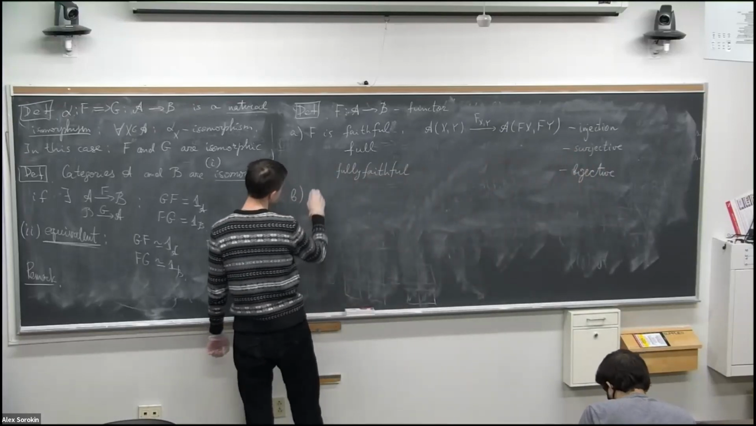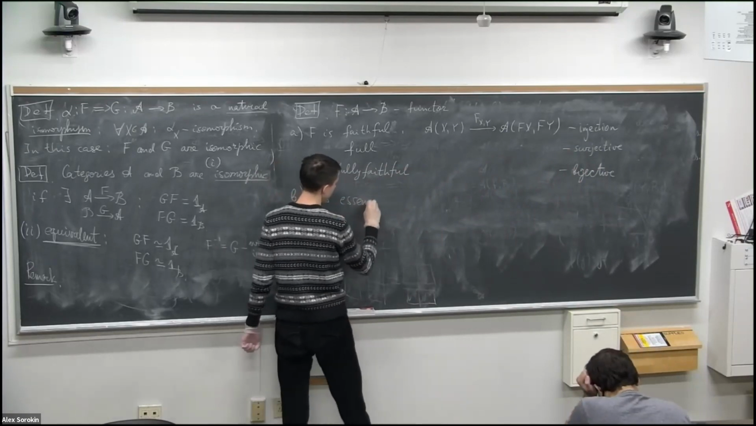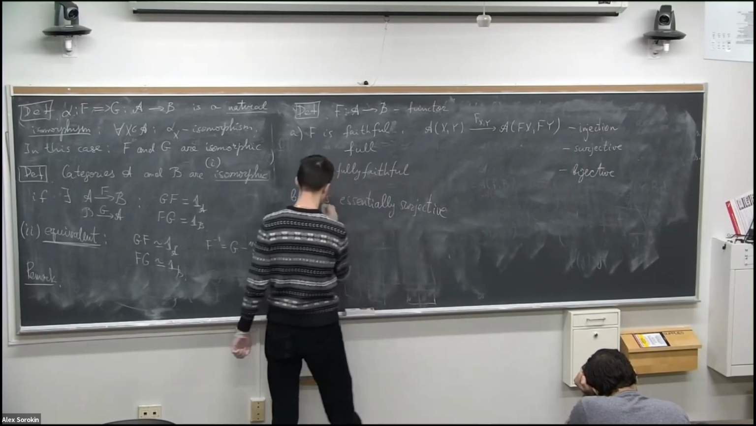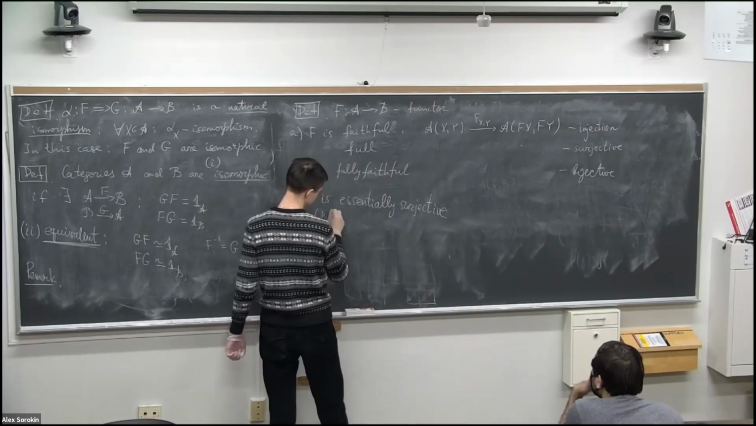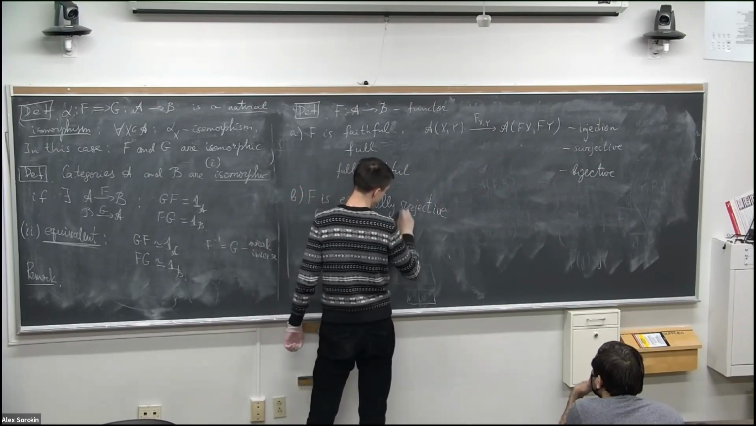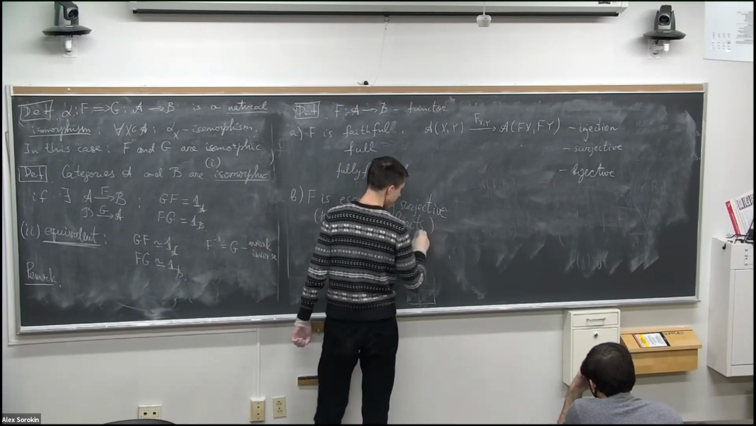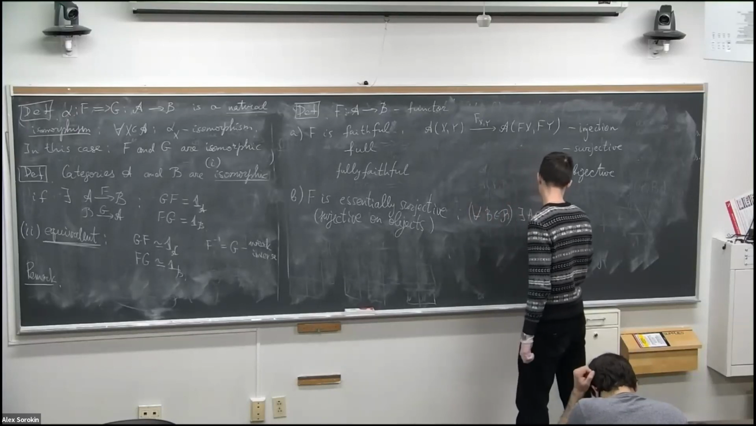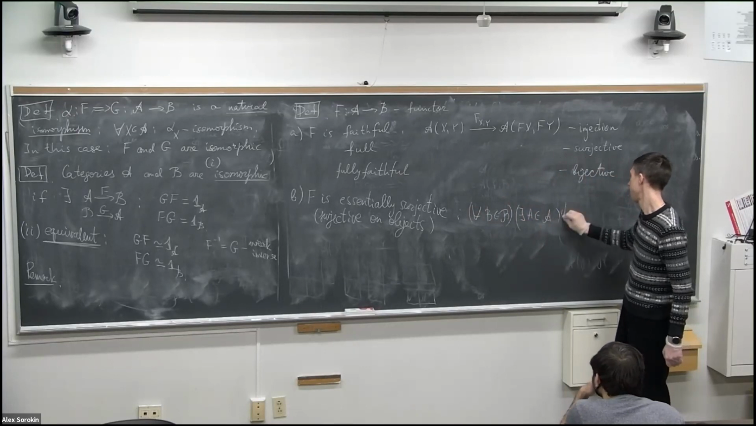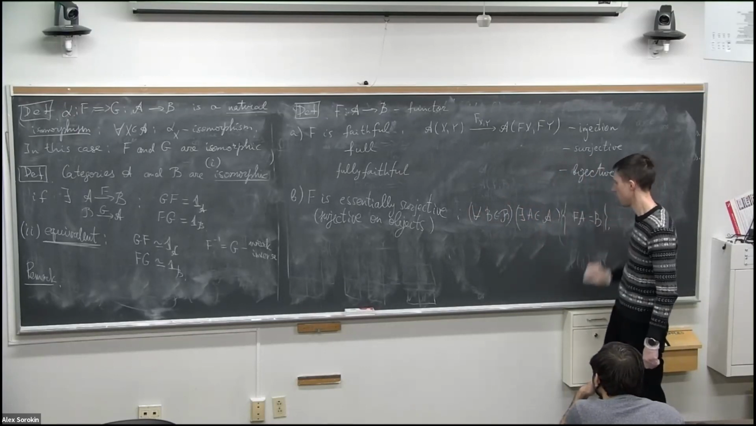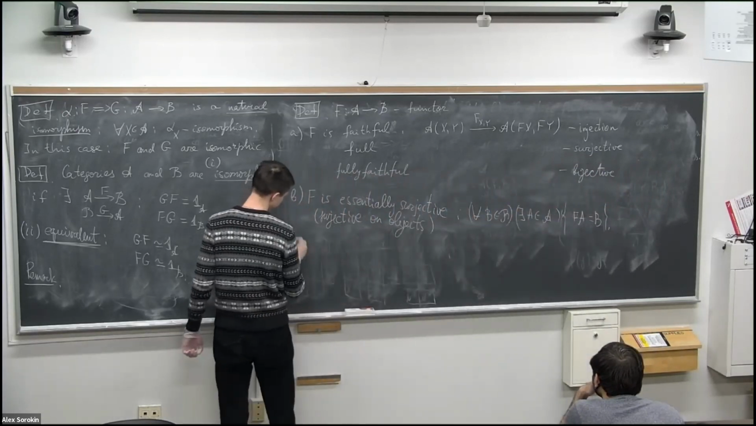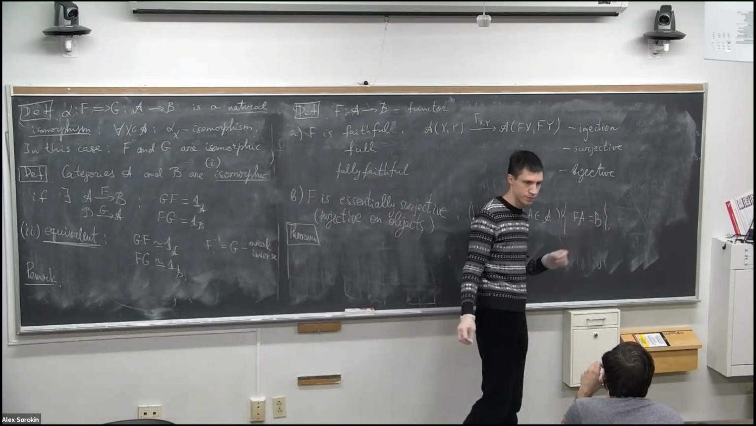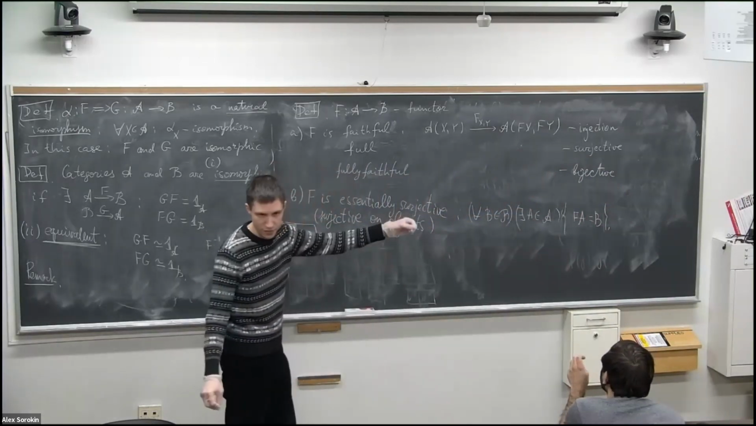F is essentially surjective, or surjective on objects, if for every B belonging to category B, there exists A belonging to category A such that F of A is isomorphic to B. Equal would mean that every object has a preimage.